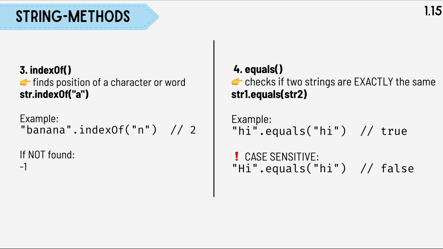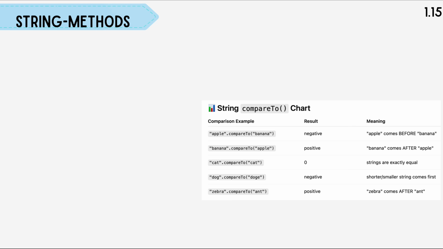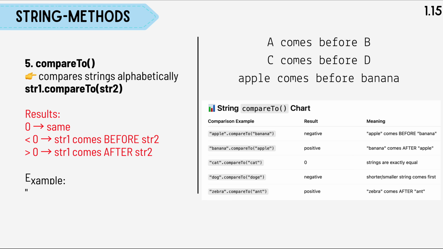It is case sensitive, so since "Hi" is not equal to "hi" in lowercase, it's going to give me false. It returns a boolean. Some other string methods are compareTo. compareTo compares using the alphabet. So this can be a bit tricky, but just try to look it over here.